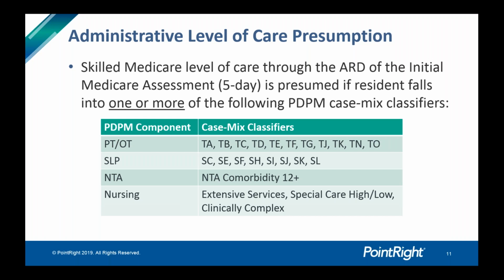So they don't have to meet everything. You don't have to check off each of the boxes and say, well, they're special care low in nursing and their NTA score is not 12 plus, so they don't qualify. That's not the case. But these are the automatic classifiers that CMS has said would mean the resident passes the bar for at least being presumed to qualify for a stay through the ARD of the 5-day, which could be up to day 8. So just know that this list of case mix classifiers for each of the PDPM components, if the resident meets at least one of those, they meet that presumption of care.